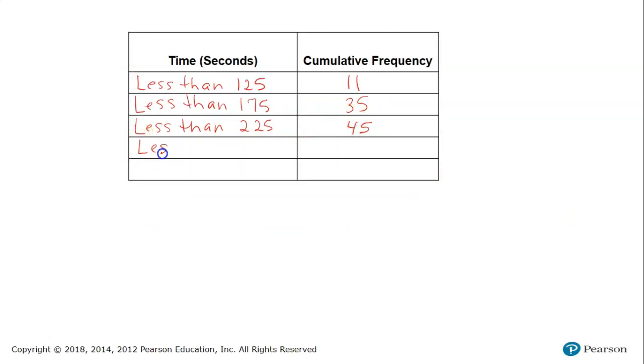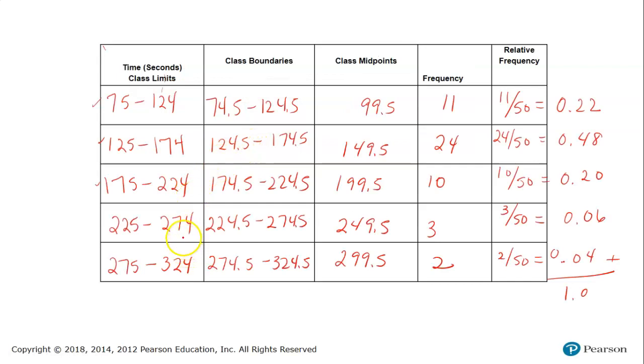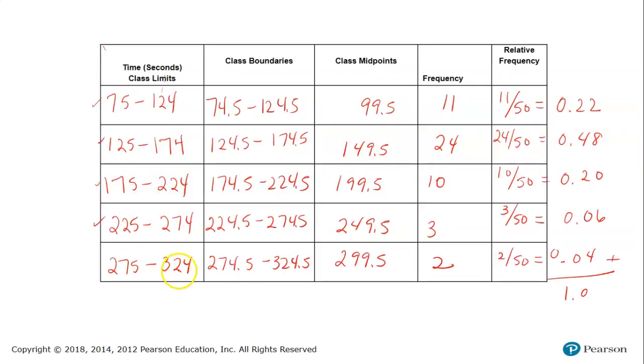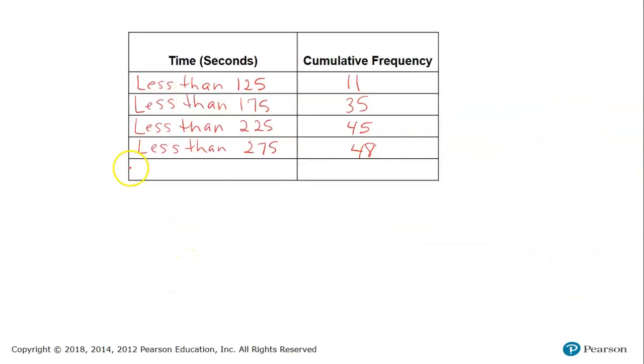The next one, we want everything less than 275. So with everything less than 275, that's going to be the first four classes. So we're going to have 45 plus 3 is going to give us 48 here. And then finally, everything less than 325, which should be all of our values. So we should have all 50 for the number of values there that are less than 325.